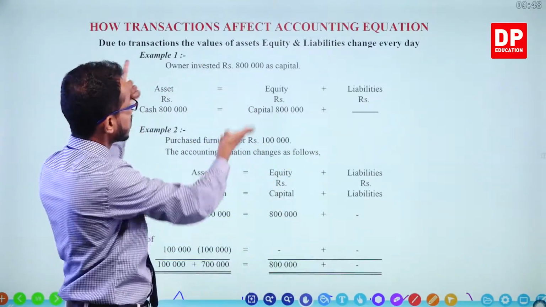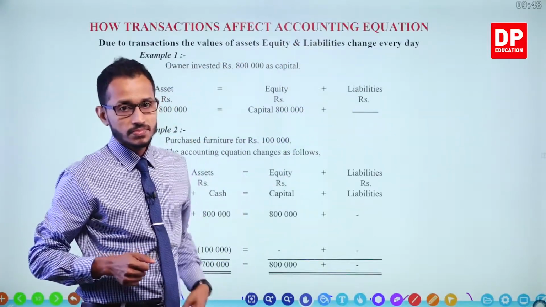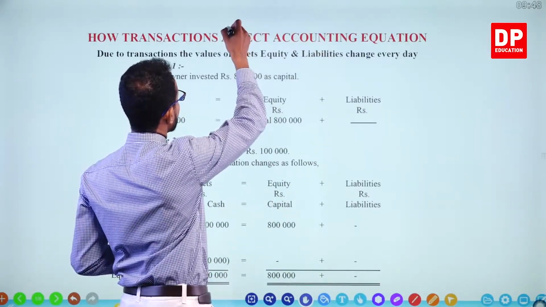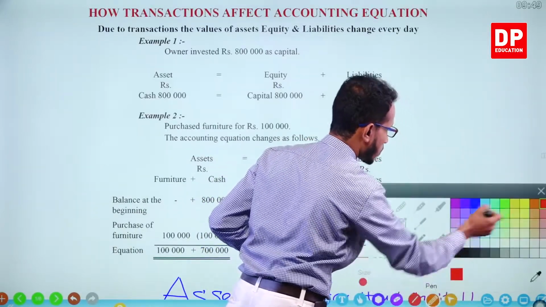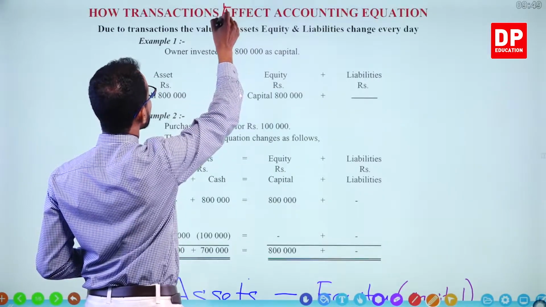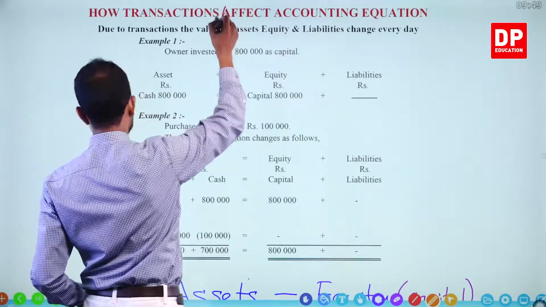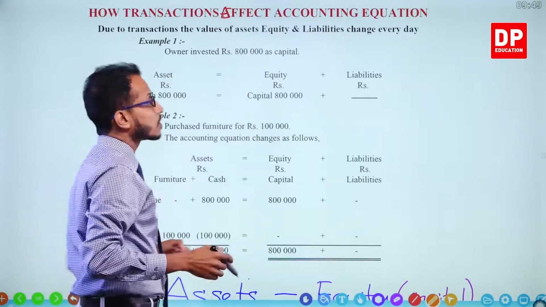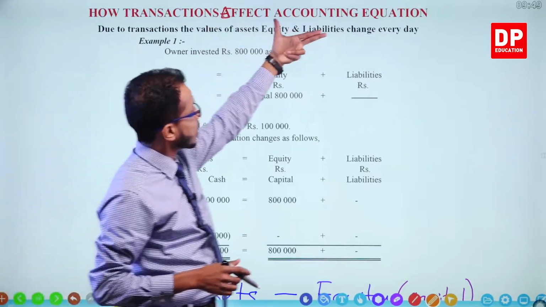How transactions affect the accounting equation. This should be E, because we are talking about the effect, right? So it should be effect. How transactions affect the accounting equation.